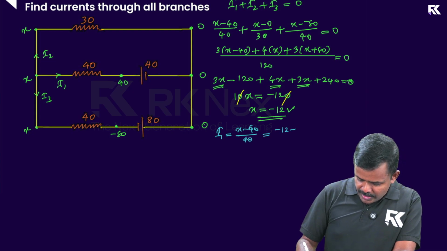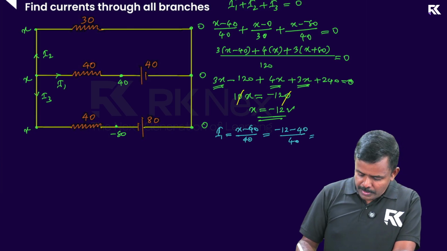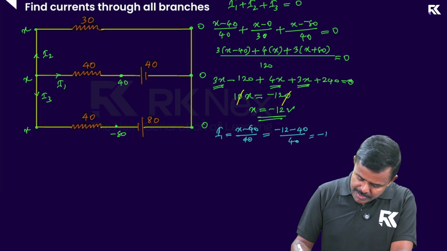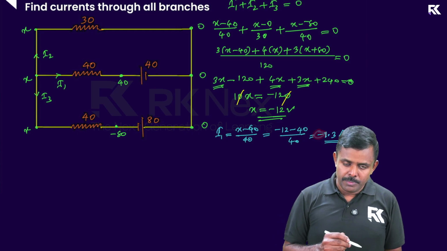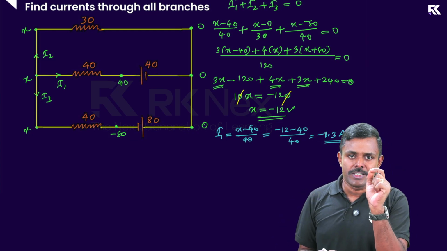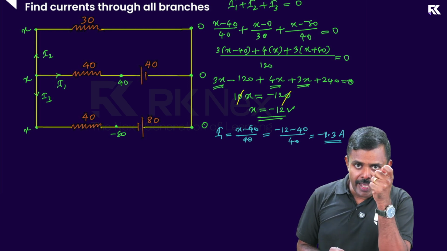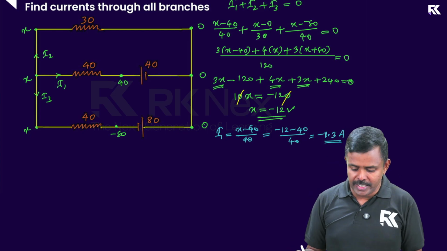X is minus 12, minus 40, by 40. And that's going to give you minus 40 minus 12, minus 52 by 40, which is minus 1.3 amps. Do not worry about the negative sign you got here, because the negative sign appears because the presumed direction is wrong. We thought the direction of current to be this, but actually the current flows in the opposite direction.